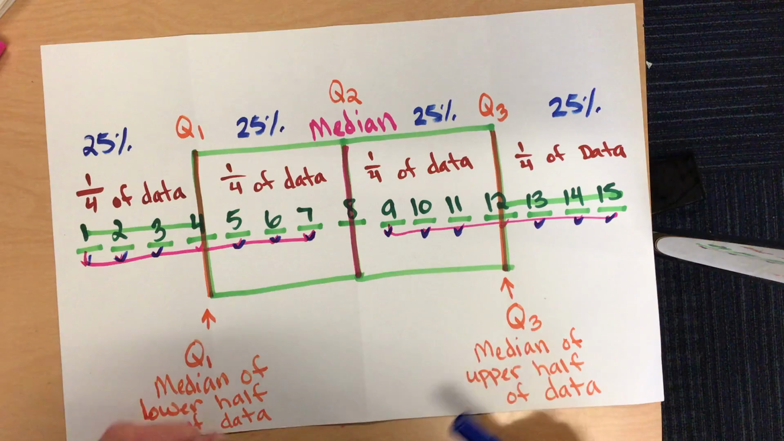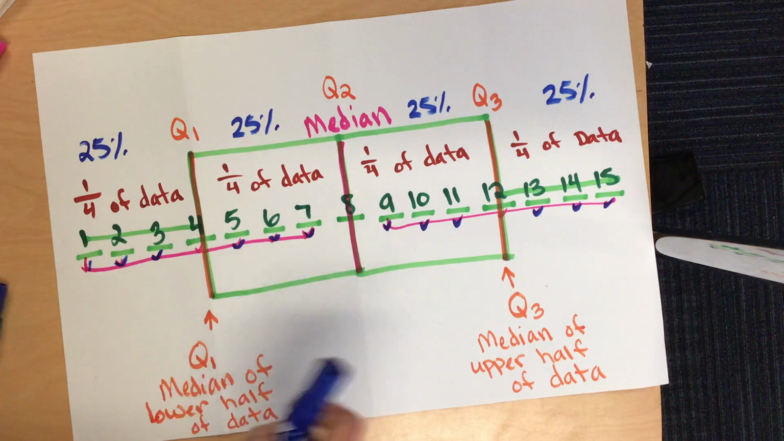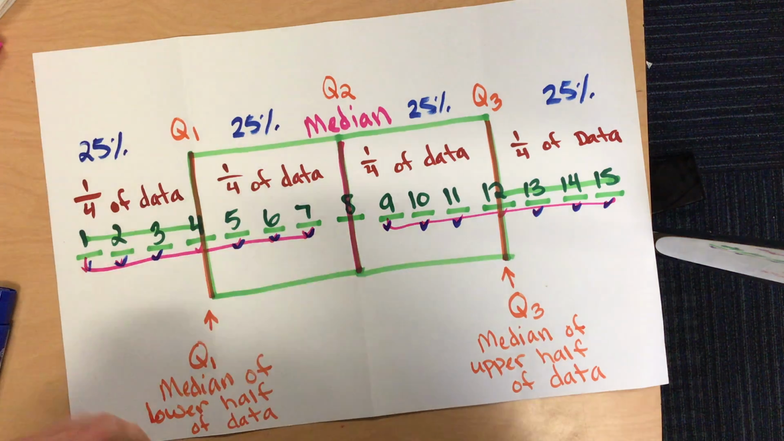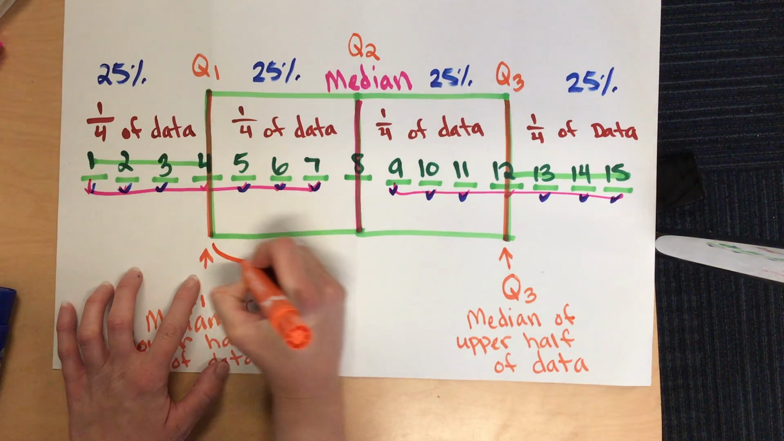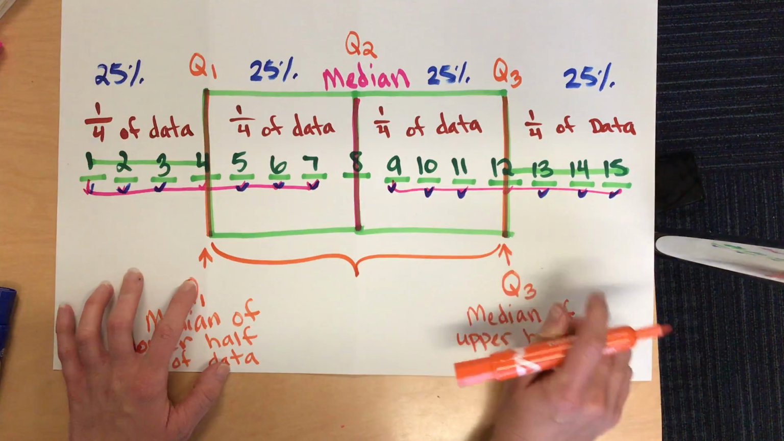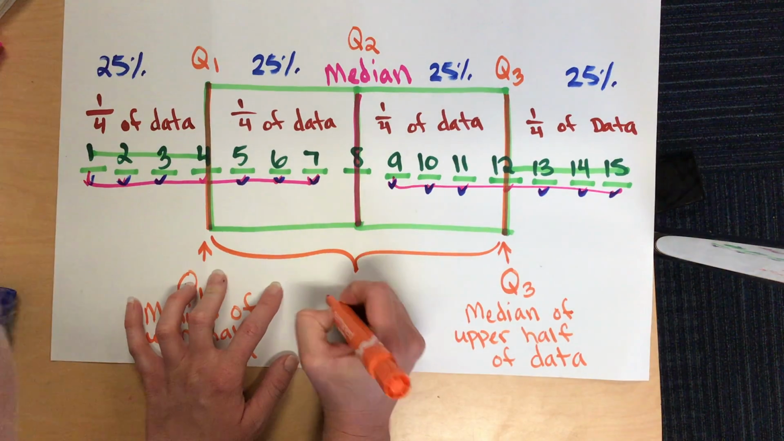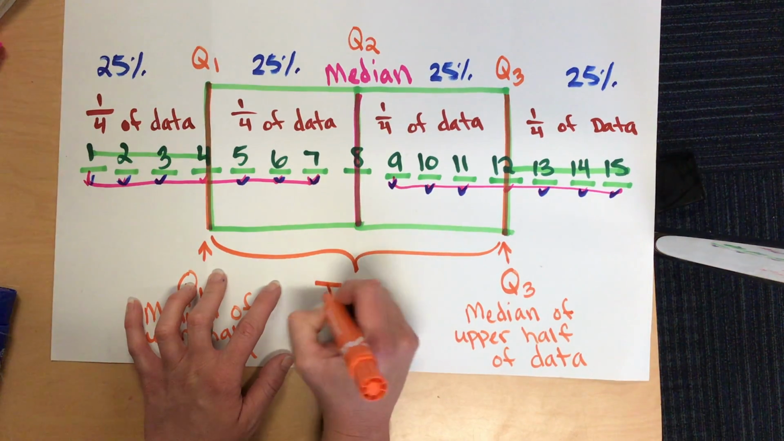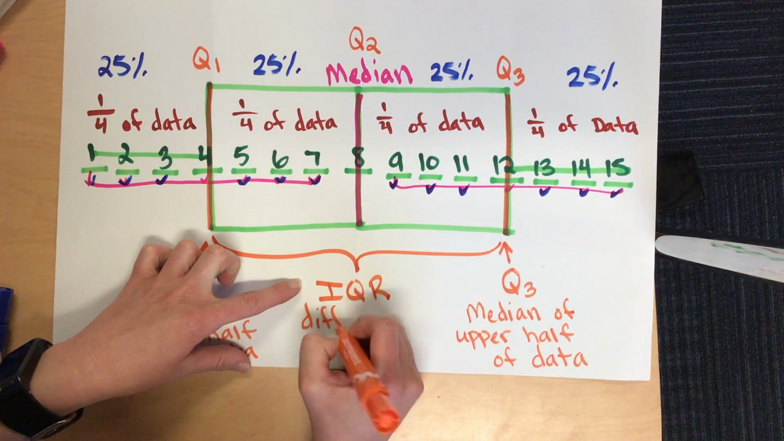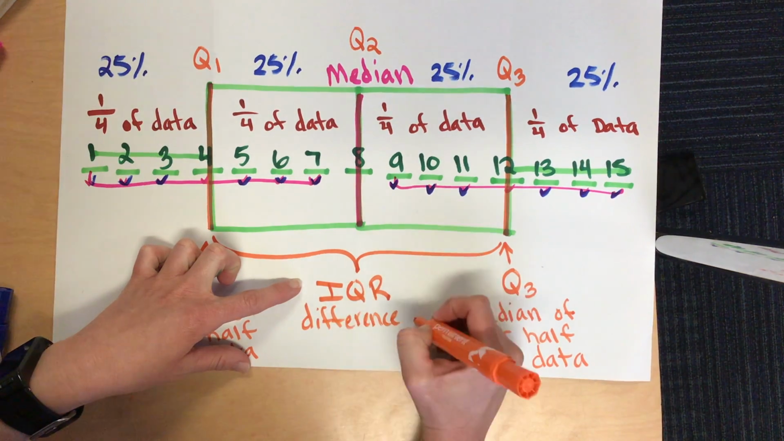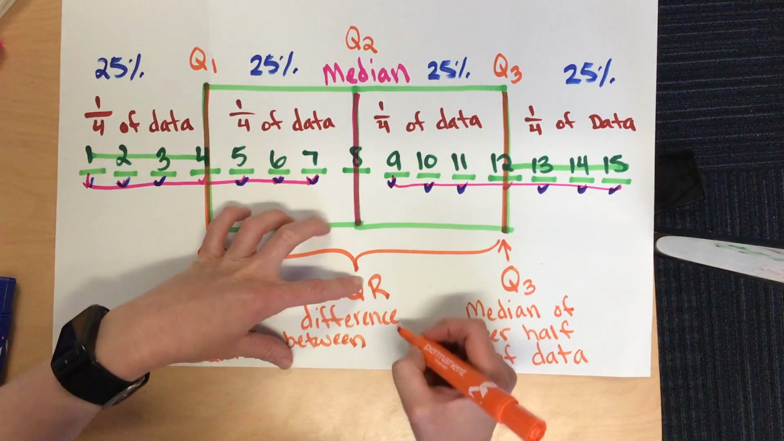Okay. One last thing we're going to add when we're talking about measures of spread. You guys know that you can take your extremes, your upper and your lower extremes, to find your range. And then we also use our quartiles to find our interquartile range, which is the difference between quartile 1 and quartile 3.